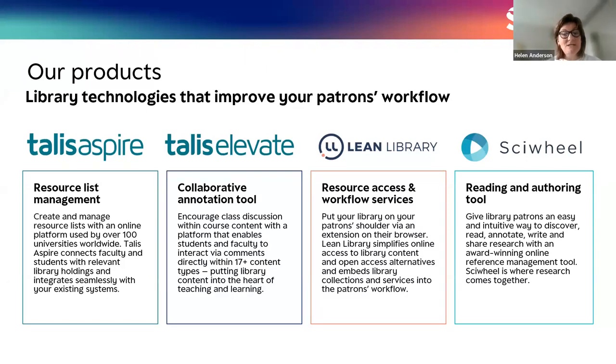So at this time, Sage also bought Lean Library. As many of you will know, this was a company that started in the Netherlands and is all about taking library content to the end user. In 2022, Sage bought a company called SciWheel, which has an authoring and citation tool that supports research outputs. So for a time after these purchases, Sage pretty much left the companies to work independently. And then at the end of last year, Sage brought all these products and the three companies together under the umbrella of Technology from Sage.